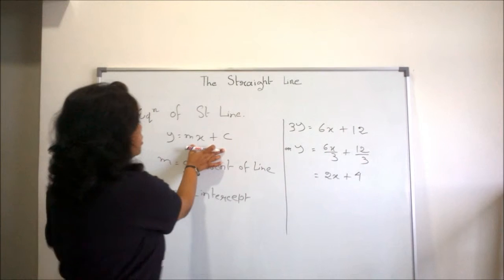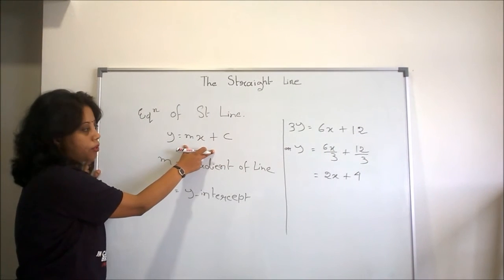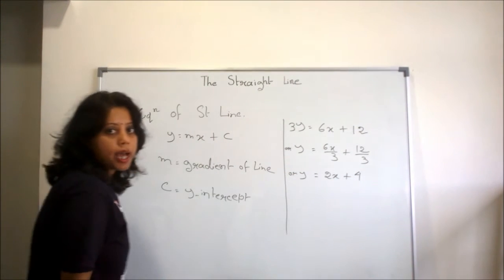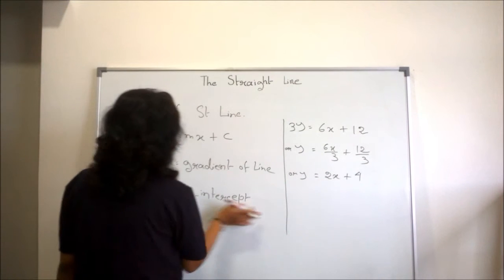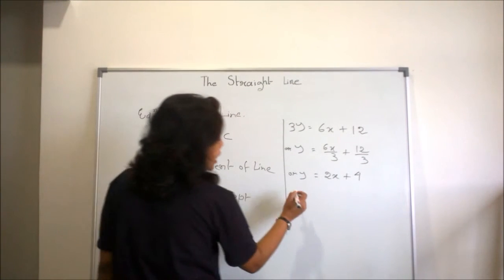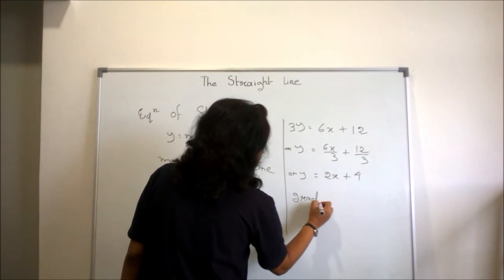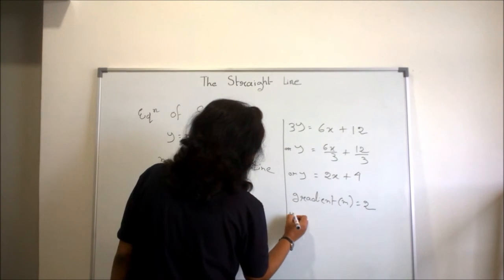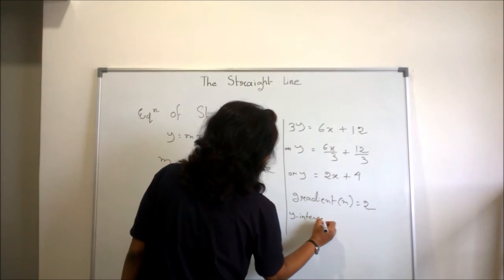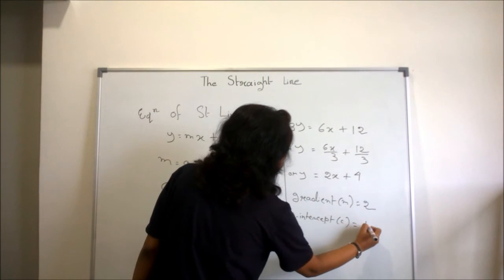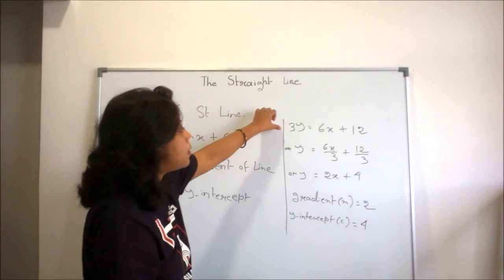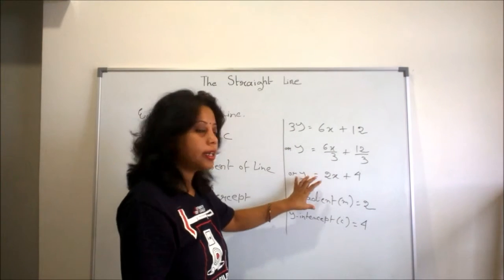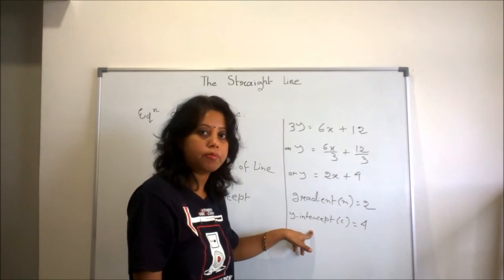Now this is the same as the general form, y is equal to mx plus c. If we compare it with the general equation, we get the gradient m is equal to 2, and the y-intercept we get here is 4. So in this problem the equation of the straight line is given and we have to find the gradient and y-intercept of the straight line.